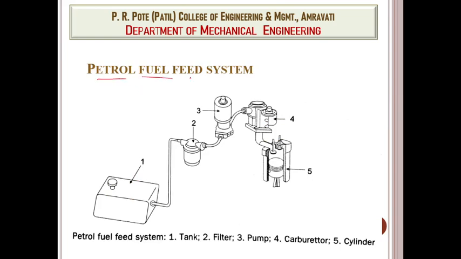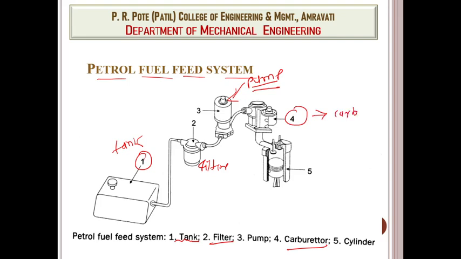Look at this petrol fuel feed system, guys. If you observe here, this is the petrol fuel system. The first number is the tank. Second number, there is a filter. This is the filter and this is the tank. Third number, there is a pump. This is the pump. Fourth number is our carburetor. The last number is our piston cylinder, guys.